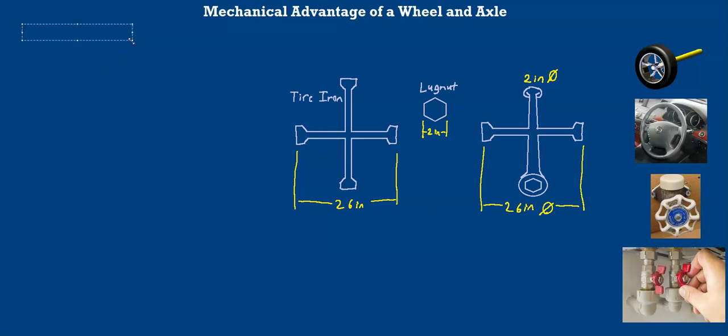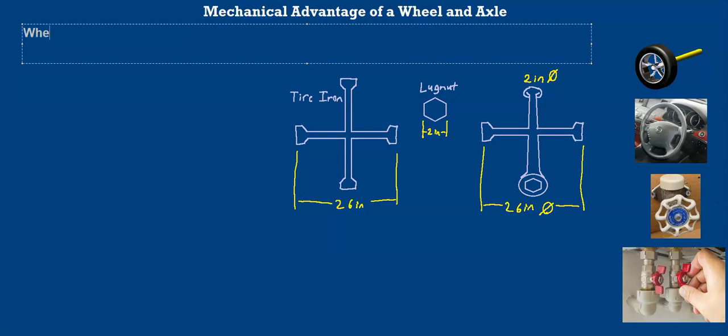The term wheel and axle is pretty self-explanatory. It's just a wheel attached to some shaft or some axle. Let's go ahead and write out a definition for ourselves. So a wheel and axle is simply a rotating "wheel" that is attached to some drive shaft, or otherwise known as an "axle."